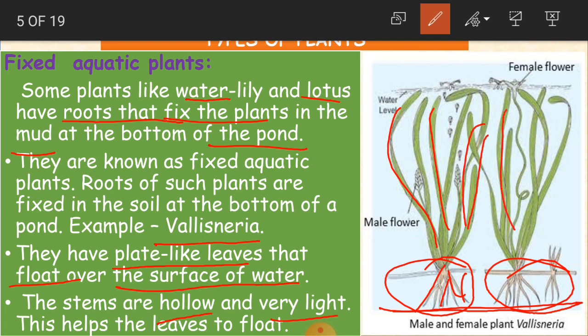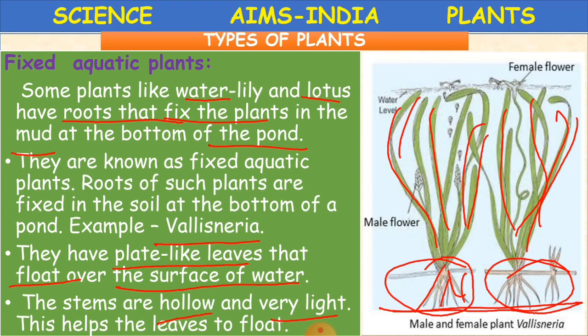These are the stems, children. So hope you are able to see this. Okay. So as they are very light, this helps the leaves to float over the surface of the water. Clear, children? Okay. Now we'll see the other one now.